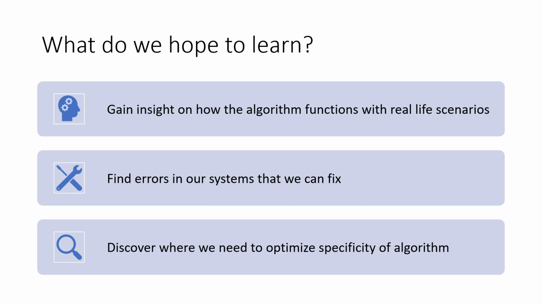From this testing, we hope to gain some insight on how our algorithm functions in real-life scenarios. We are also hoping to find any errors in our systems that we can fix. Say if a dish is incorrectly recommended to somebody, we'll be able to go in and fix that. And we'll be able to discover where we need to optimize the specificity of our algorithm as well.